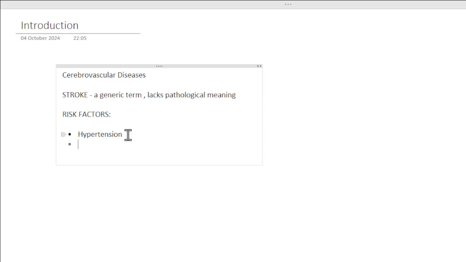Then of course heart disease, cardiac disorders, cardiac diseases. Then of course diabetes. These are all predisposing factors, these are all the risk factors. Heredity. Of course, heredity.